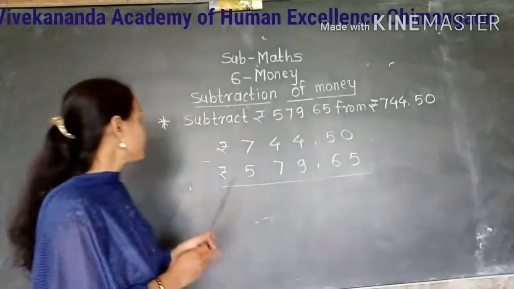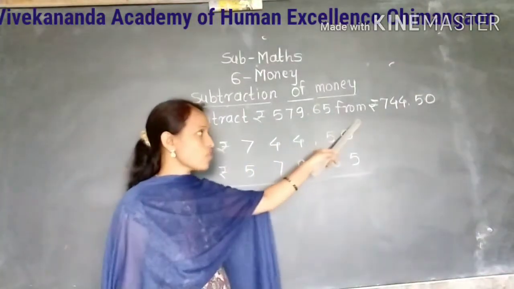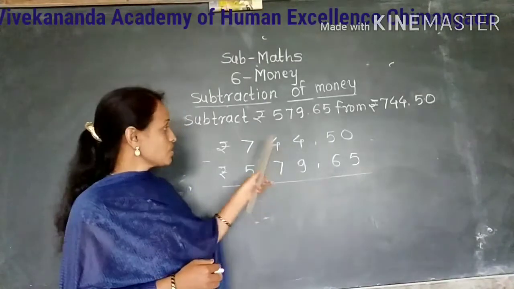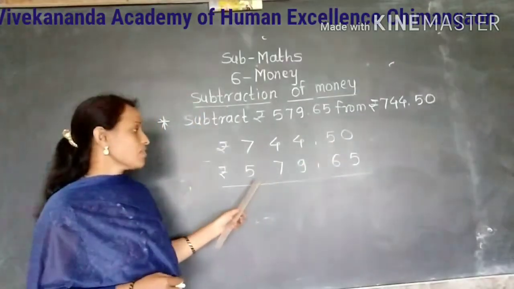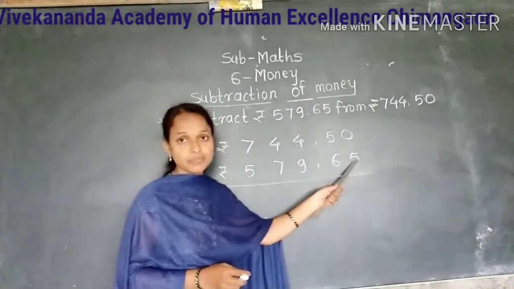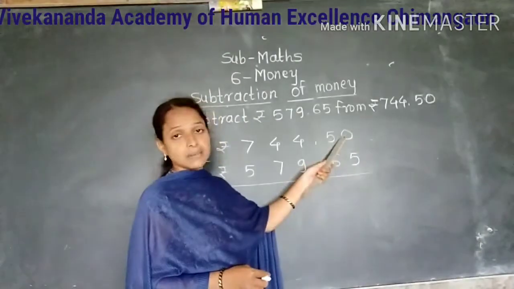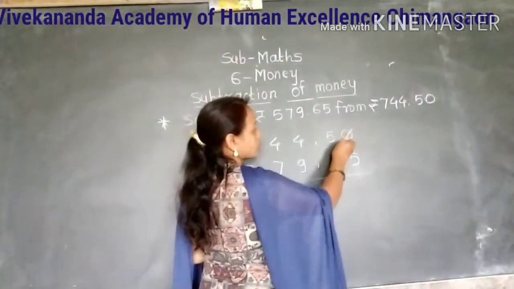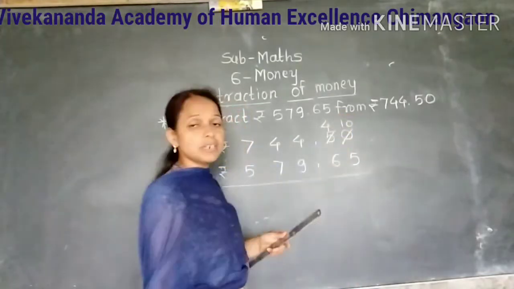So see the example. Subtract 579.65 rupees from 744.50 rupees. Here we have written 744.50 rupees and 579.65 rupees. Now we will start from the right side. Here we do not have enough paise, so we have to regroup. So we borrow from 5. So here we make 4 and here becomes 10.